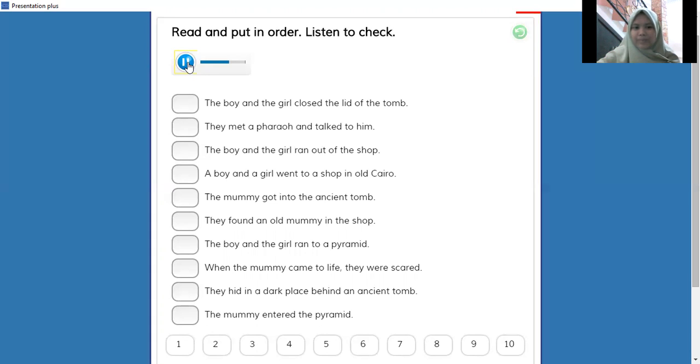We ran into a pyramid with lots and lots of rooms. We found a dark place where we hid behind an ancient tomb. The mummy came into the room inside the pyramid. He got into his ancient tomb, and we slammed down the lid. Oh yeah! Yay! Goodbye, mummy!